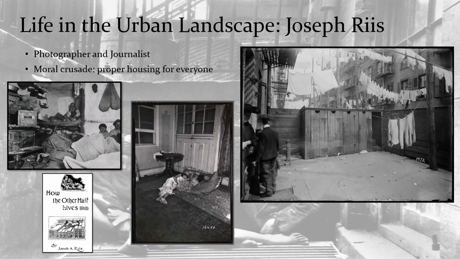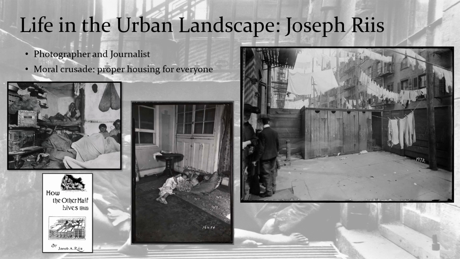Joseph Rees, and he's technically a muckraker, which we'll talk about muckrakers in a second, but he started off as a photographer and journalist. He would cover the police beat. And so when police were called to a location, he would often go with them and take pictures. And he started walking around and realizing that there were huge issues within the tenements. And so these are some pictures of his that he took.